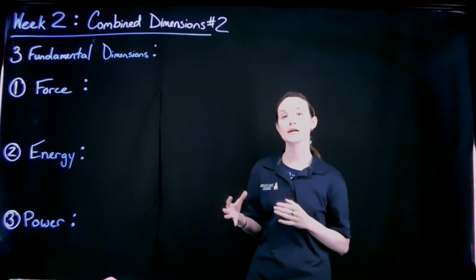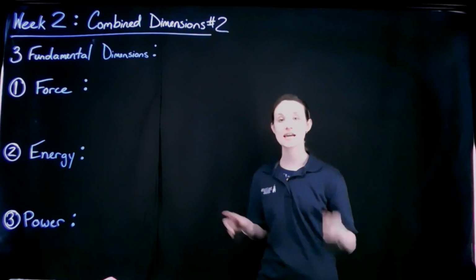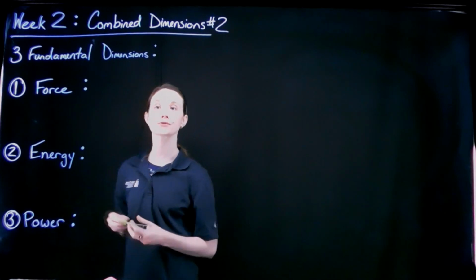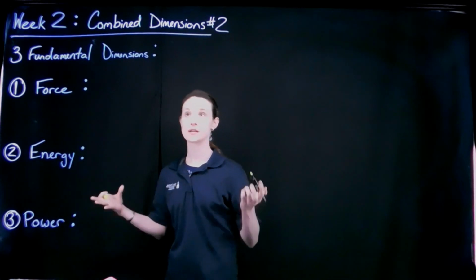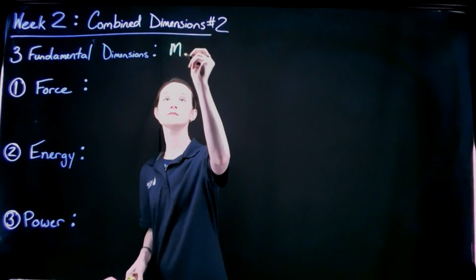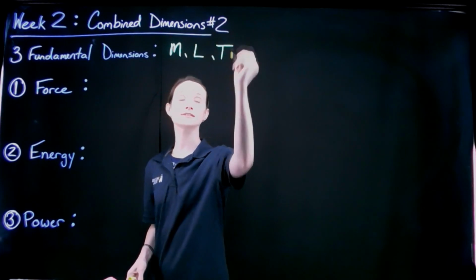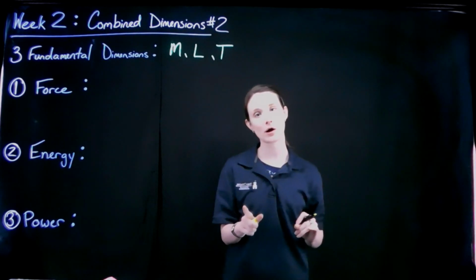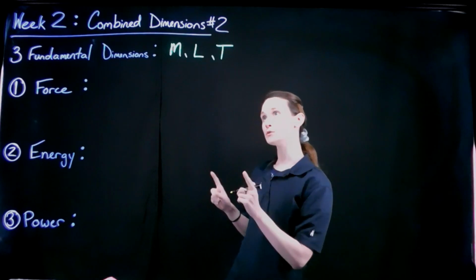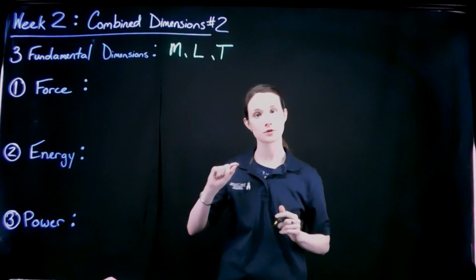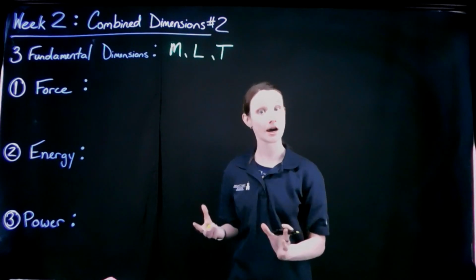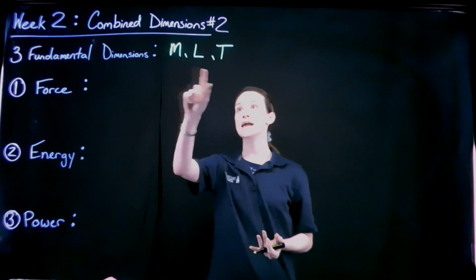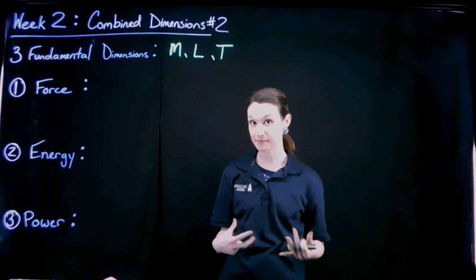We are going to be talking about combined dimensions. Previously, you went through and defined your three fundamental dimensions: mass, length, and time. Also previously, you started talking about combined dimensions, but only those using 2 out of the 3. For example, velocity is a length per a time, or density is a mass per a cubic length.